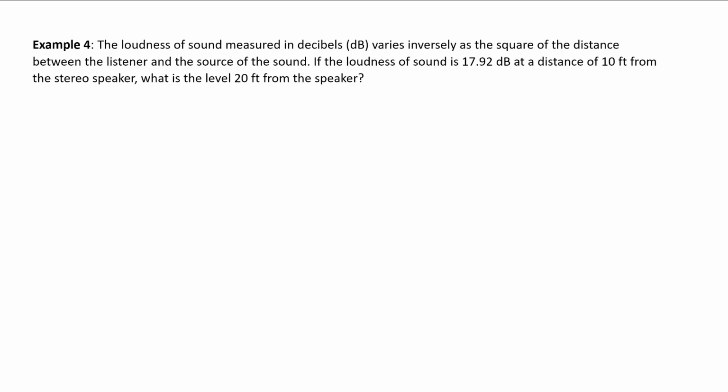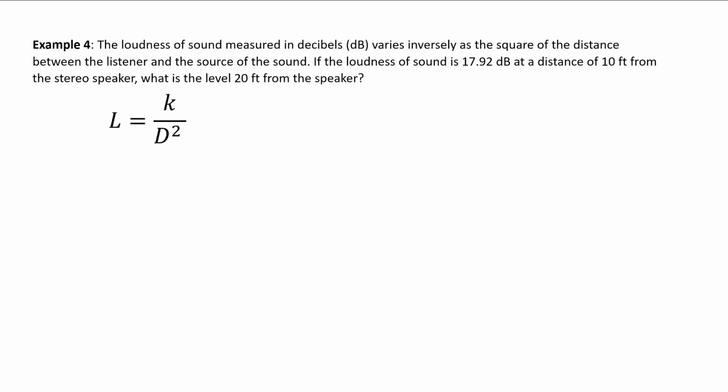Okay, example 4. The loudness of a sound measured in decibels varies inversely as the square of the distance between the listener and the source of the sound. If the loudness of a sound is 70.92 decibels at a distance of 10 feet from the speaker, what is the level 20 feet from the speaker?